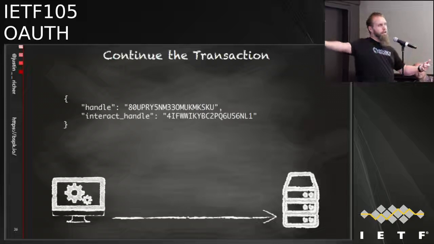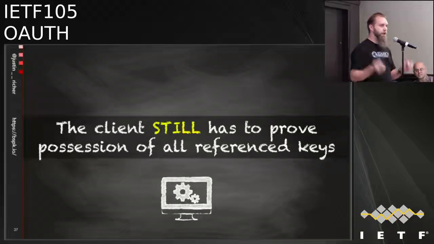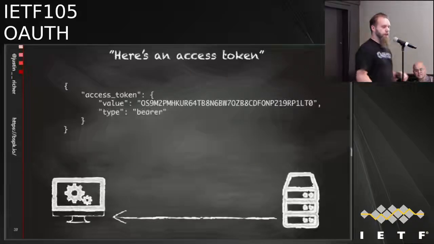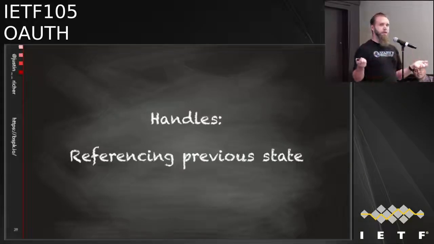This is analogous to the authorization code, right? The client still has to prove possession of all keys that it referenced when it started the transaction. Even though it's now just presenting that transaction handle, it has to be able to show that it still has control of all of the keys it had when it started that. And if the auth server decides that everything is all hunky-dory, it can send back an access token, and we are good to go. Now, I keep talking about this notion of handles, and so far we've seen how they can be used for continuing the transaction. These can be used actually all throughout the system. So it might seem a little funny to people that we're doing kind of a dynamic registration thing every time.